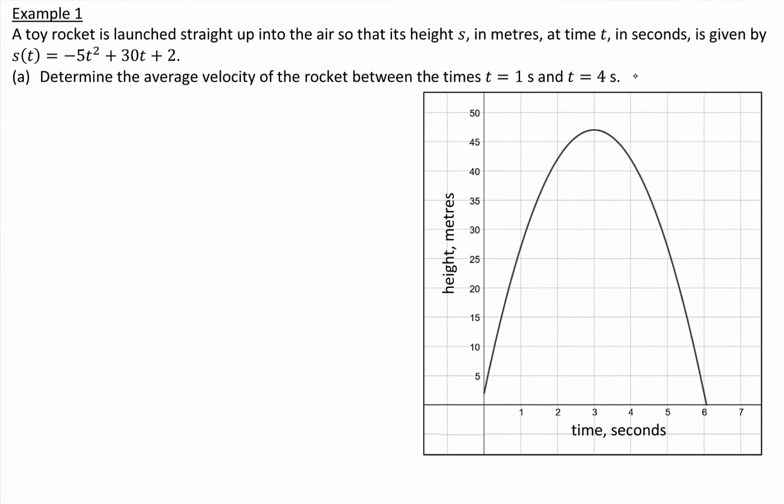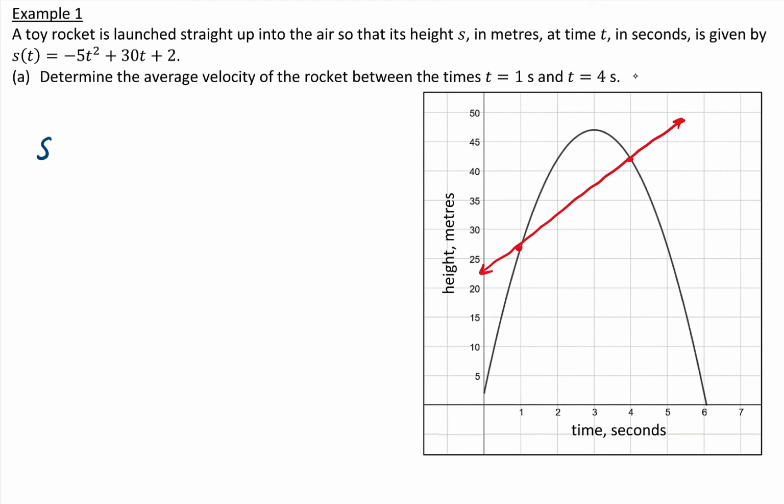A toy rocket is launched straight up into the air so that its height s in meters at time t in seconds is given by the following equation. Determine the average velocity of the rocket between the times 1 and 4. When you're asked to solve an average rate of change question, they will usually give you two different times. So we want the average rate of change between the points 1 and 4. So we're looking for the slope of this secant line.